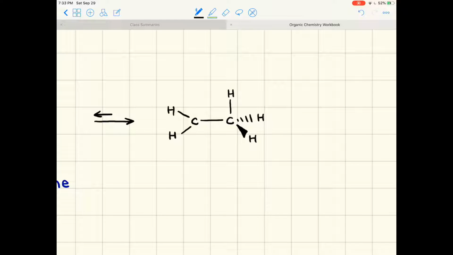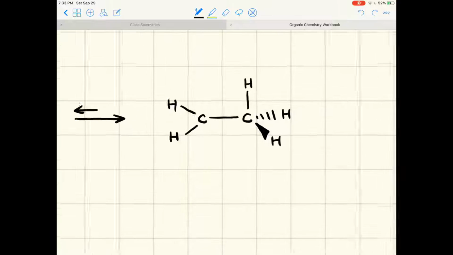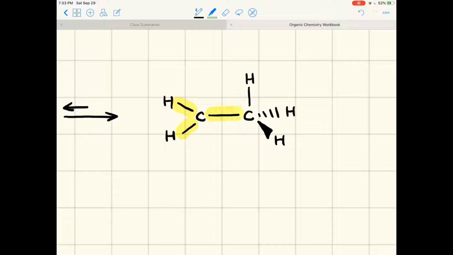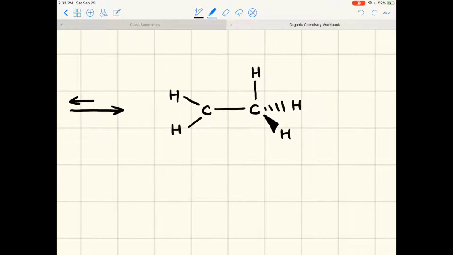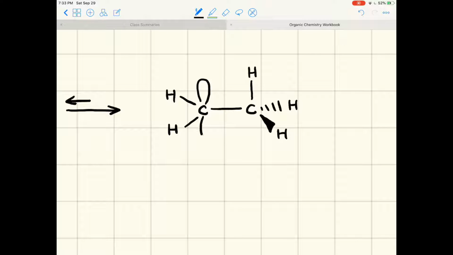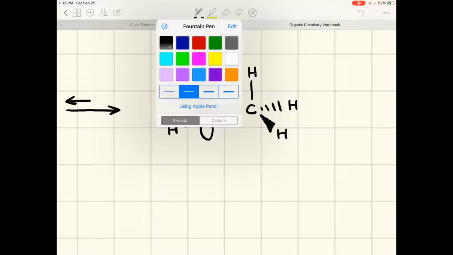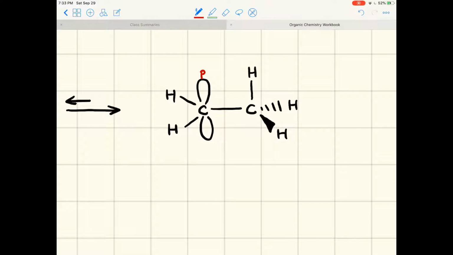Alright, so this carbon right here has 1, 2, 3, 4 electron domains, which is why it's tetrahedral. The geometry is tetrahedral, and that's why I drew it like that. The other carbon only has 1, 2, 3 electron domains. However, due to the fact that originally it had that p orbital to accommodate the pi bond, it still has that p orbital to accommodate that pi bond. So let's just write that in. This is a p orbital.